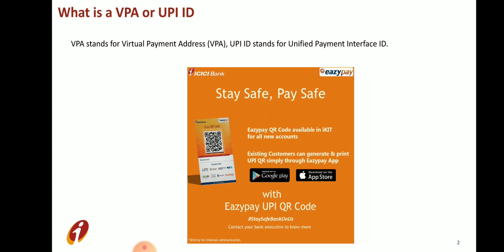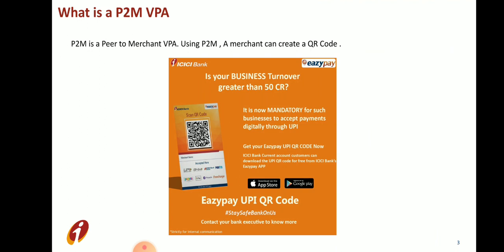The next topic is what is a P2M VPA. There's a lot of confusion between a P2P and a P2M VPA ID. Let's see the flow. First comes your current account. Based on your current account, you create your UPI ID. Based on your UPI ID, you create your QR code. UPI ID can be of two types. P2M, that is peer to merchant VPA. Only using a P2M can a merchant create a QR code. So the purpose of a P2M UPI ID is to create a QR code.